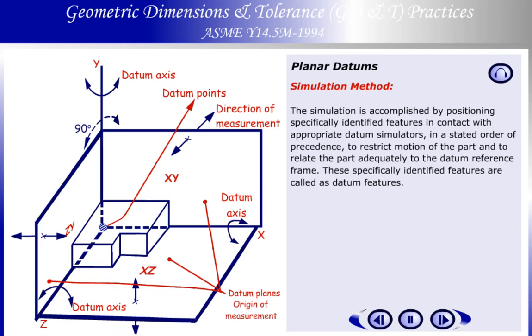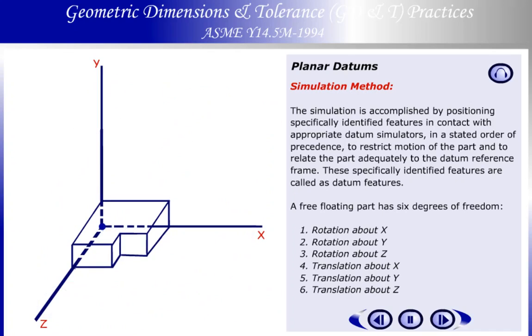A free-floating part has 6 degrees of freedom. 1. Rotation about x. 2. Rotation about y. 3. Rotation about z. 4. Translation about x. 5. Translation about y. 6. Translation about z.